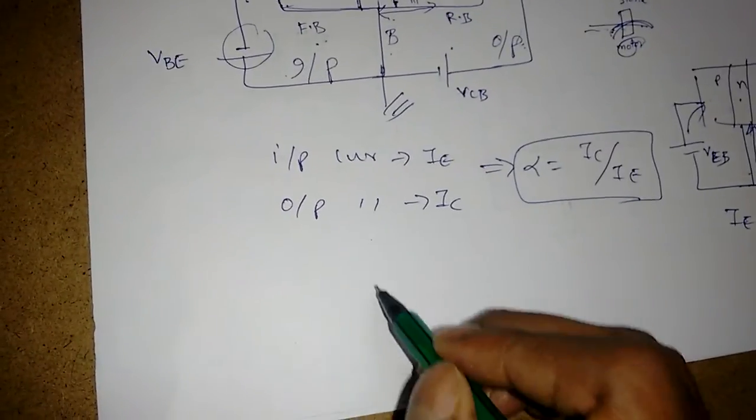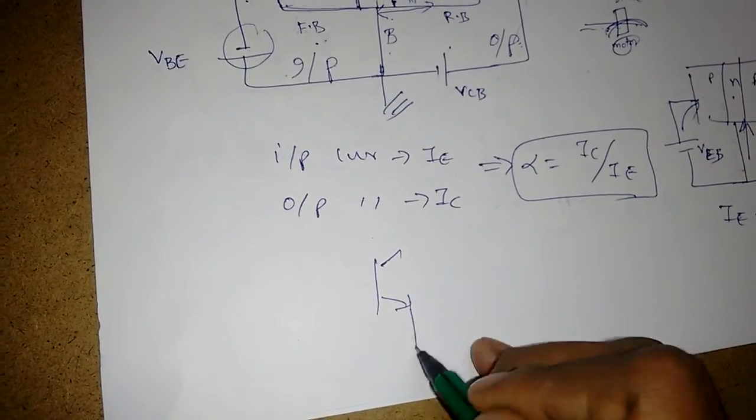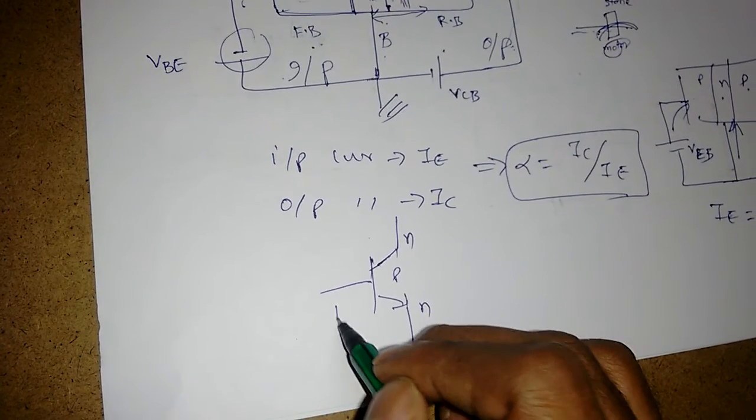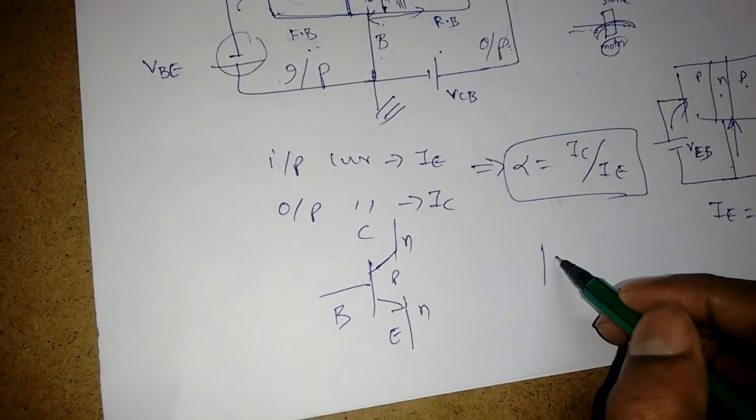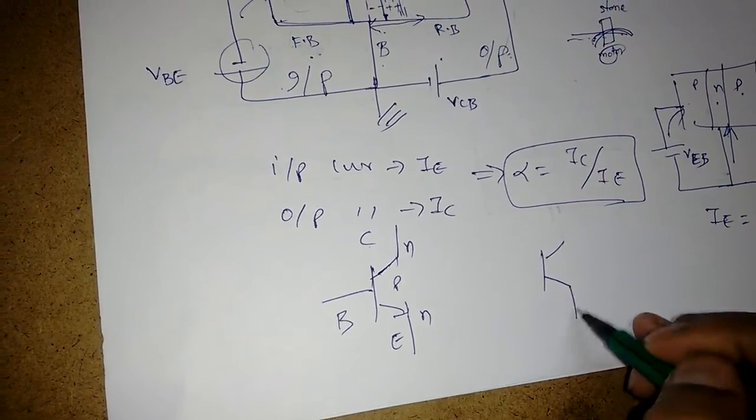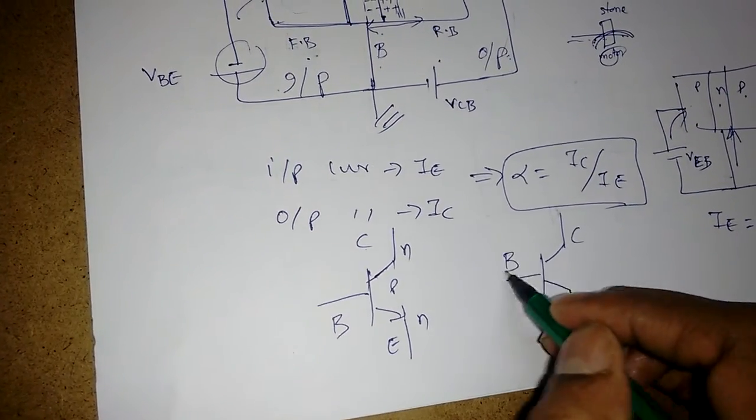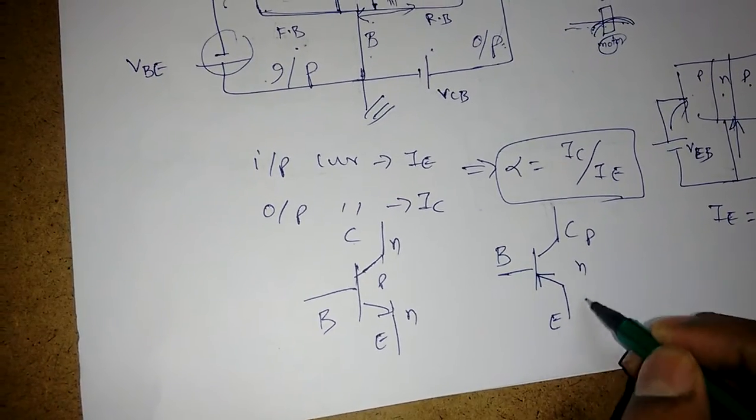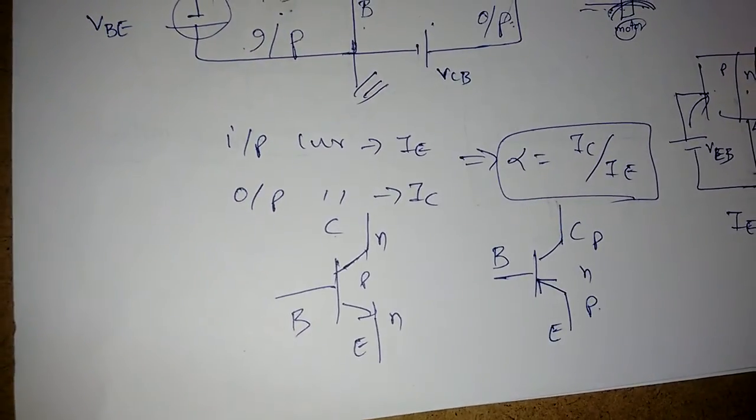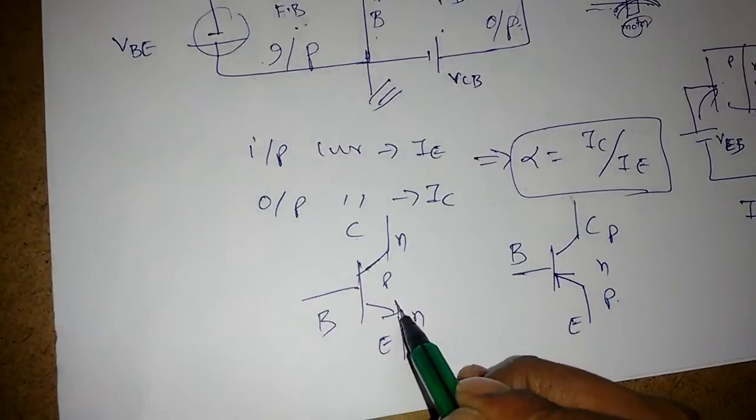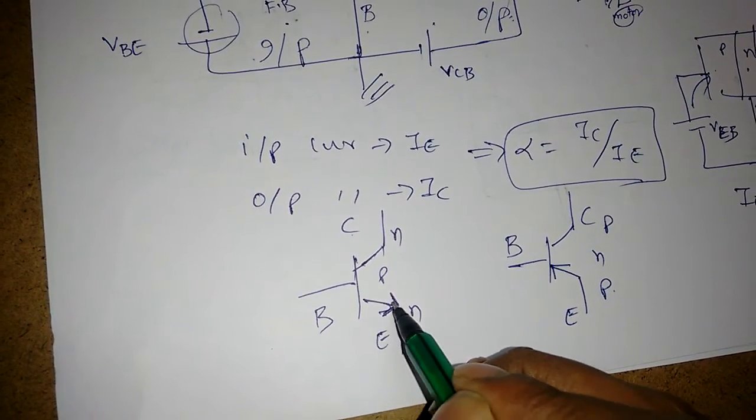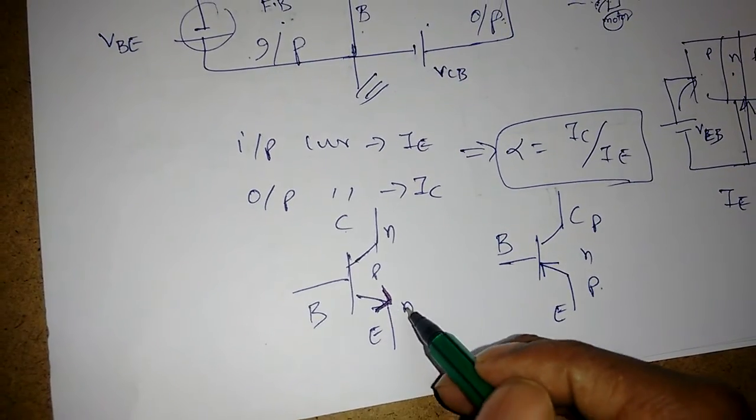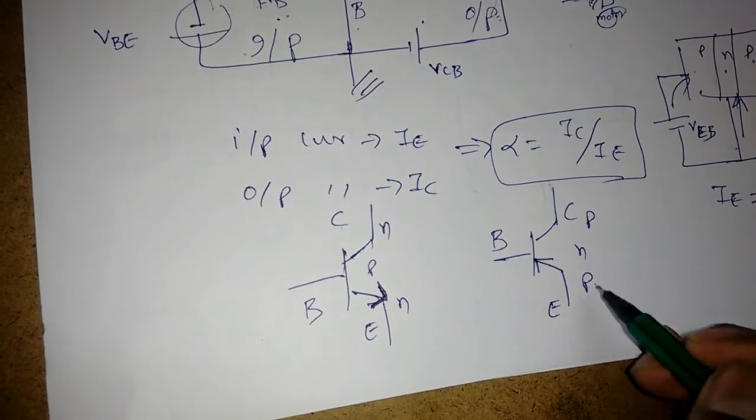Next we will see the symbols of NPN and PNP transistors. So this is the NPN transistor: base, emitter, collector. Similarly, the PNP transistor: collector, base and emitter. This is inverted, PNP. So in this lecture we will see why this arrow is given only to the emitter, because the emitter is a source of either electrons or holes. If it is NPN, a source of electrons; if it is PNP, a source of holes.